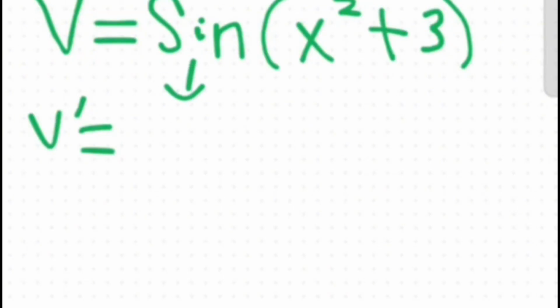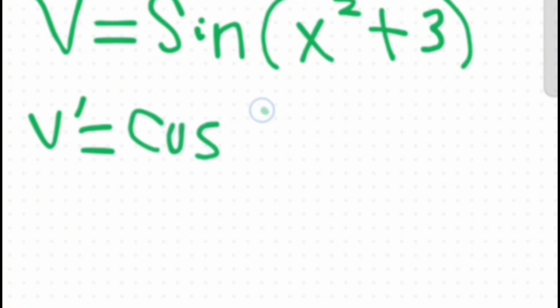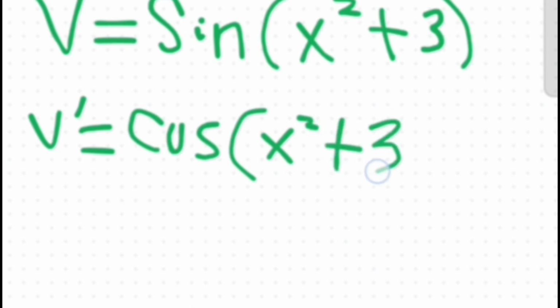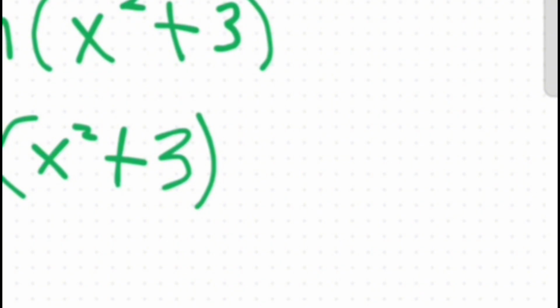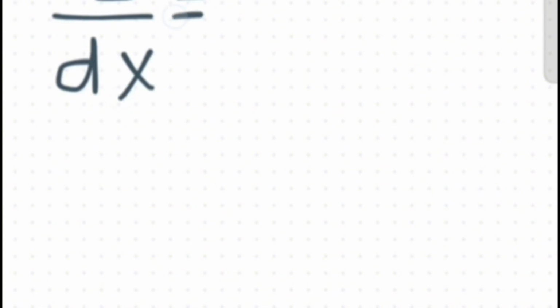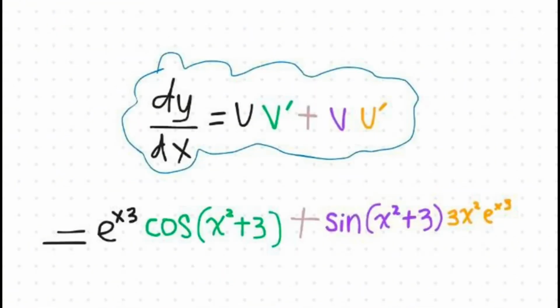Next, v prime, we differentiate sine into cos, and then we write everything in the bracket back, and then we differentiate x to the power of 2. So we bring 2 to the front, and then we write the x back. Shown here is the formula for the product rule that we need to use to complete this question. It will be like this.